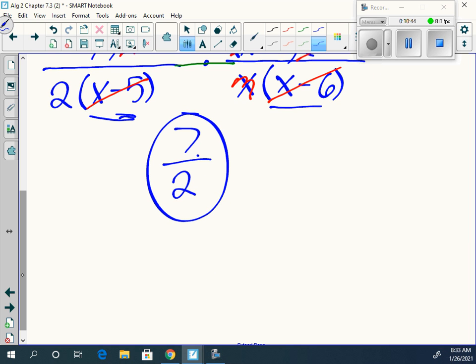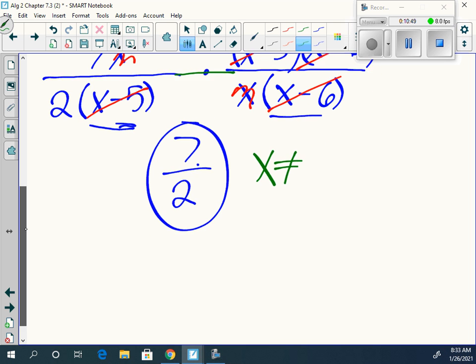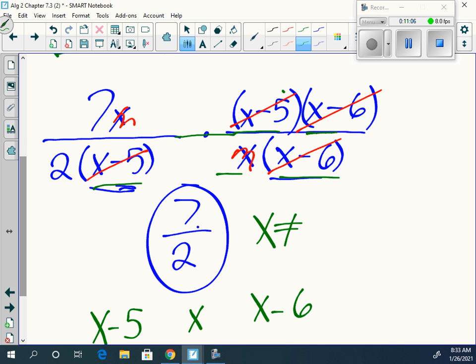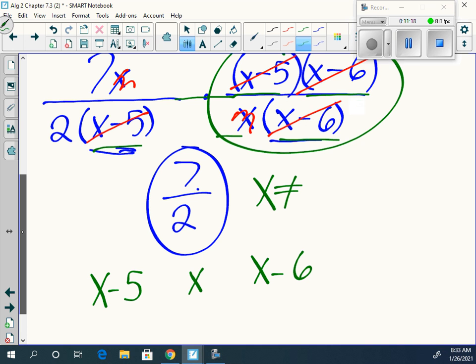Now we still need to look at our restrictions because we need to see what can x not be. But we have our x minus 5 because that was in the denominator. We also have x minus 6. So that takes care of this one, and this one, yes? But we also need these two here, right? Because I can't have anything in that second fraction becoming 0. Because I can't have anything in here becoming 0, yes? So what additional things do I need to add to the list?